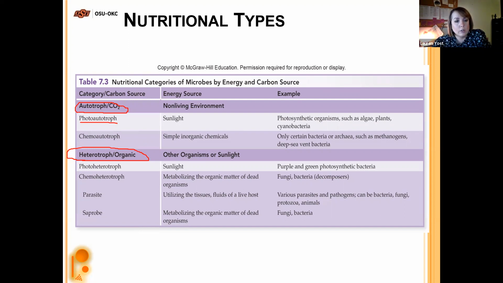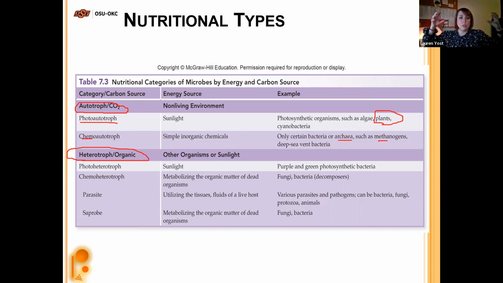So that includes photosynthetic things like plants. They make their stuff from scratch. Chemoautotrophs, they use inorganic things from their environment completely for their energy as well as their carbon sources. So you don't see these a lot. These will be the archaea and deep sea bacteria, like methanogens. Okay, so that is the photoautotrophs and the chemoautotrophs.